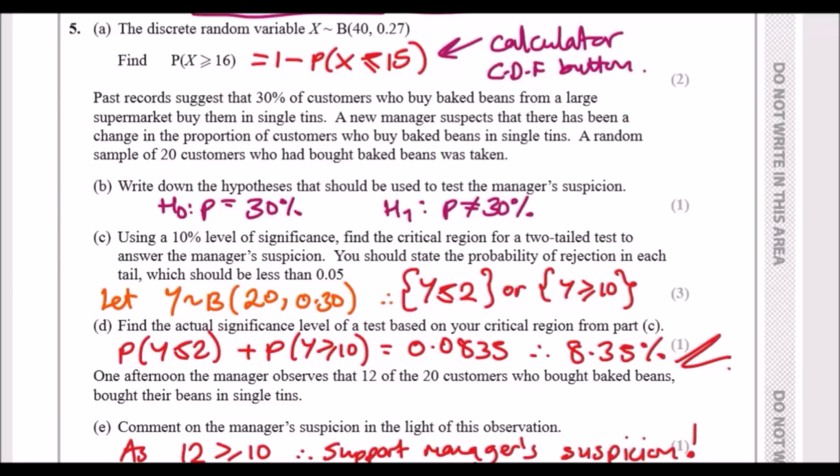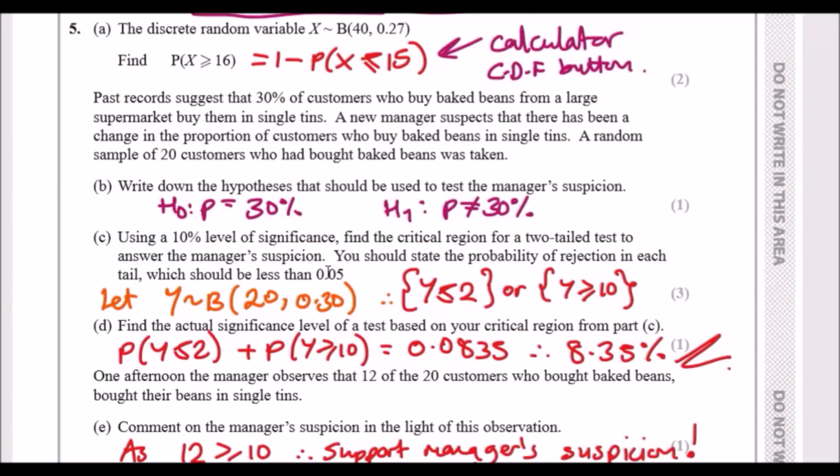So what do we have? It says past records suggest that 30% of customers who buy baked beans from a large supermarket buy them in single tins. Now, this new manager suspects that there has been a change in the proportion of customers who buy baked beans in single tins. So keep this in mind. We've got a probability of 30%, and now a random sample of 20 customers who had bought baked beans.